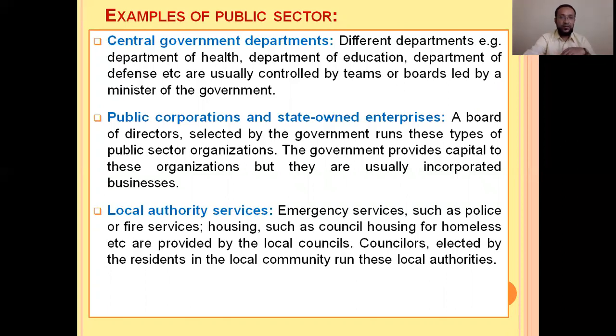Next is the local authority services. Emergency services such as police or fire services, housing, such as council housing for the homeless, etc., are provided by the local councils. Councillors elected by the residents in the local community run these local authorities. So these are the main three types of public sector organizations.